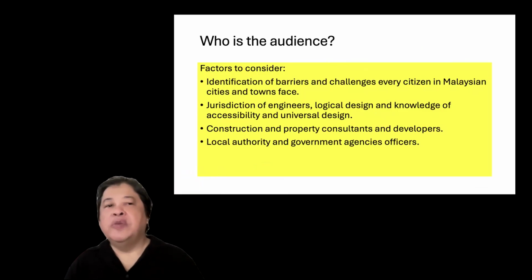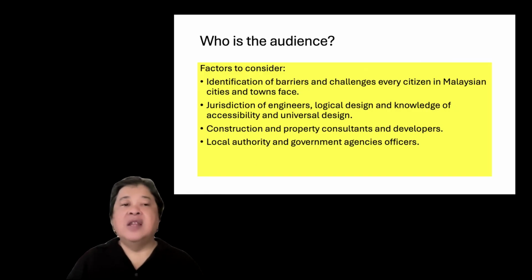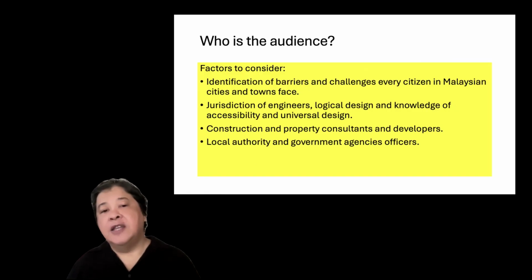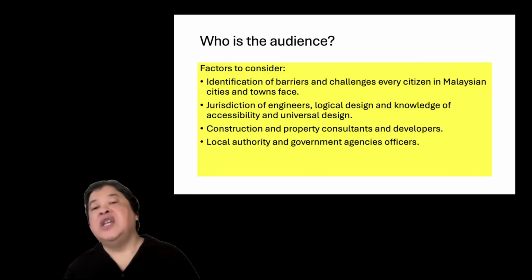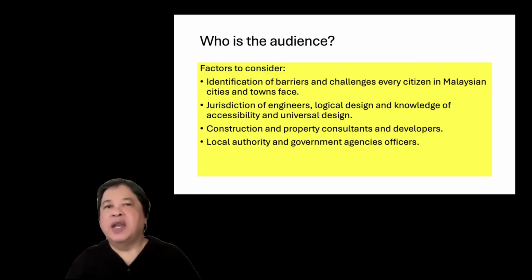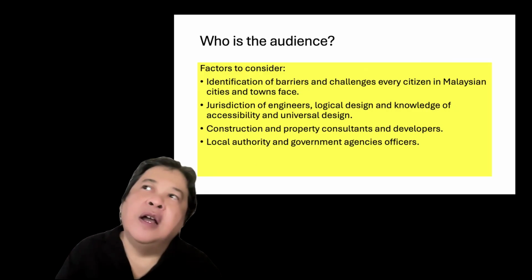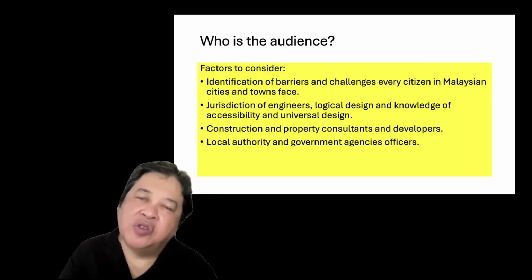So who are we talking to when we talk about this? And there are factors to consider. We need to identify the barriers and challenges every citizen in Malaysian towns and cities face. These areas in the street environment are the jurisdiction of engineers who use logical design and knowledge on accessibility and universal design. There are also construction industry players, property consultants, and developers. There are also local authority and government agency officers. This knowledge needs to be understood by those who are in charge of the street environment.